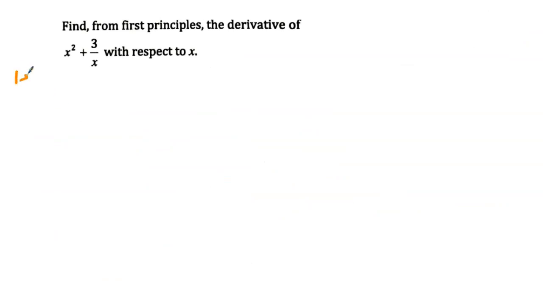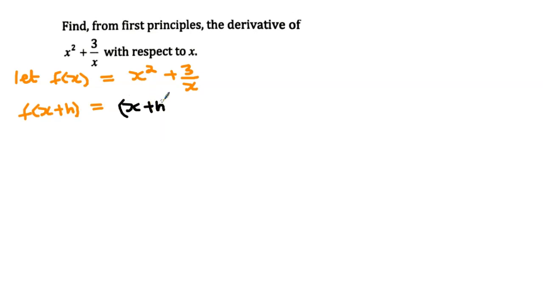First of all, we let f of x equal x squared plus 3 over x. If that is the case, then our f of x plus h will be equal to, wherever we see x, we replace it with x plus h.